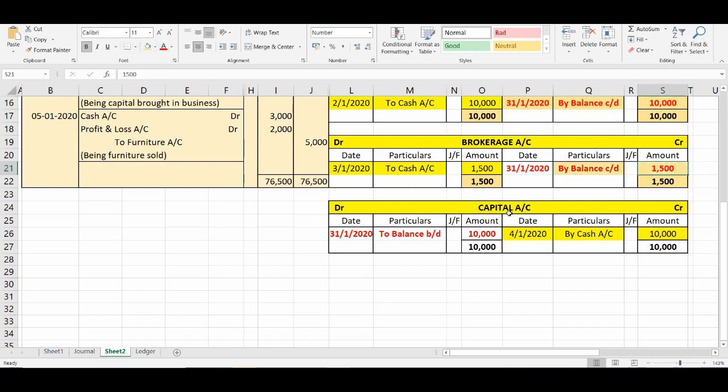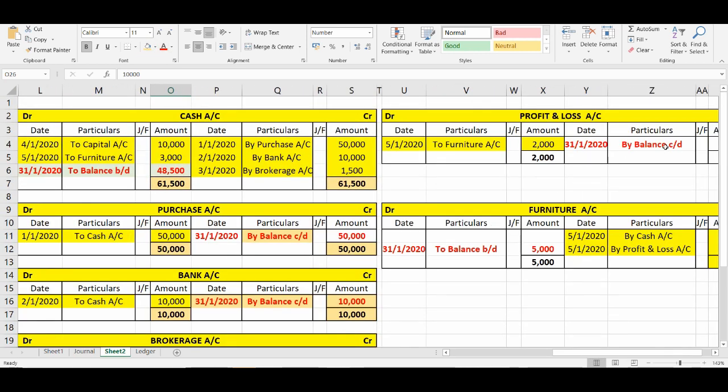For capital account again 10,000, sorry, in the credit. So for capital again 10,000 in the credit side is the heaviest amount, so that will be again added to the debit side, and then the balance will be taken down, balance brought down since it's in the debit side on 31st Jan, the last date of the month, with the balance amount.